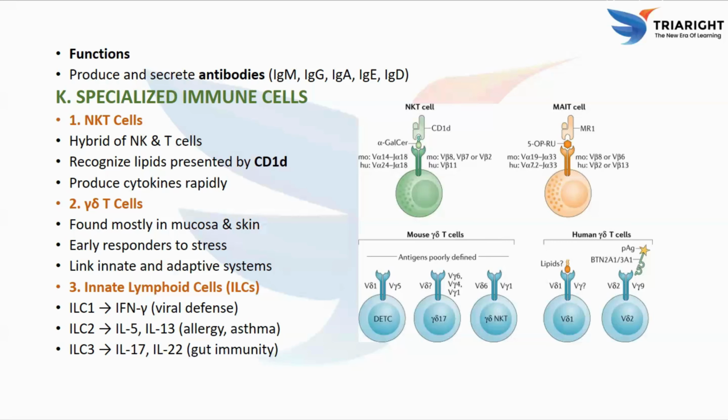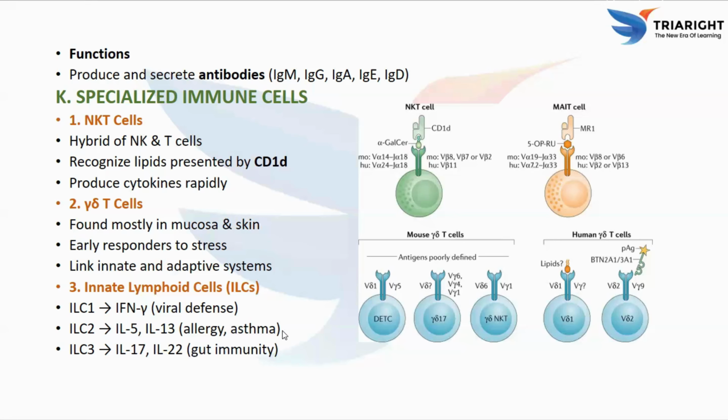So next is gamma delta T cells. These are unconventional T cells whose TCR is made up of gamma and delta chains, not alpha and beta like normal T cells. So what are the key characteristics? They are found in mucosa, skin, and gut. They act as a frontline defense.